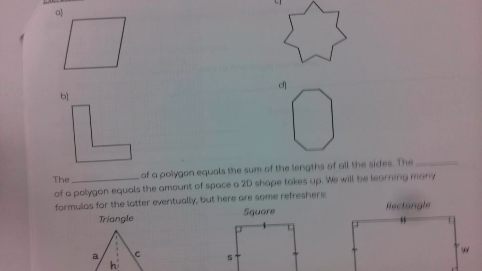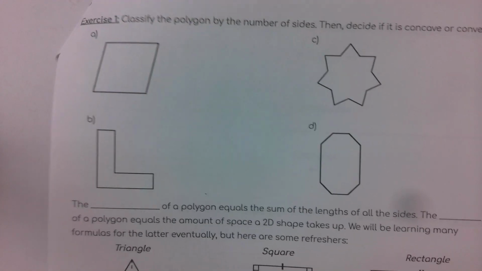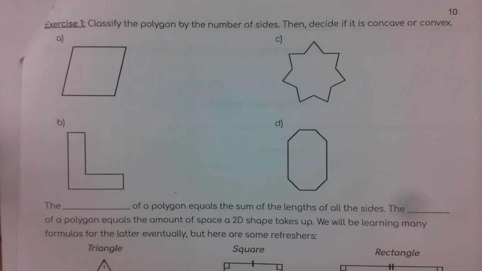Let's flip the page and take a look at some examples. So exercise 1 asks us to classify this polygon by its number of sides. Then we have to decide if the shape is concave or convex. Again, I want you to pause the video and try this one out, but I'll be providing the answers here in just a moment.